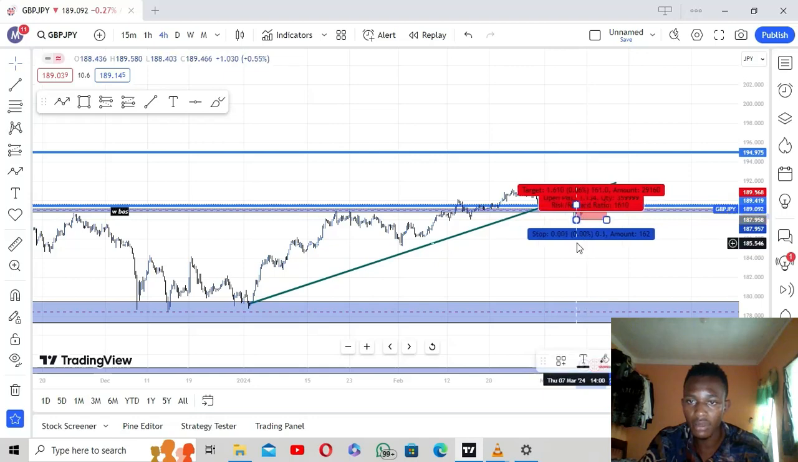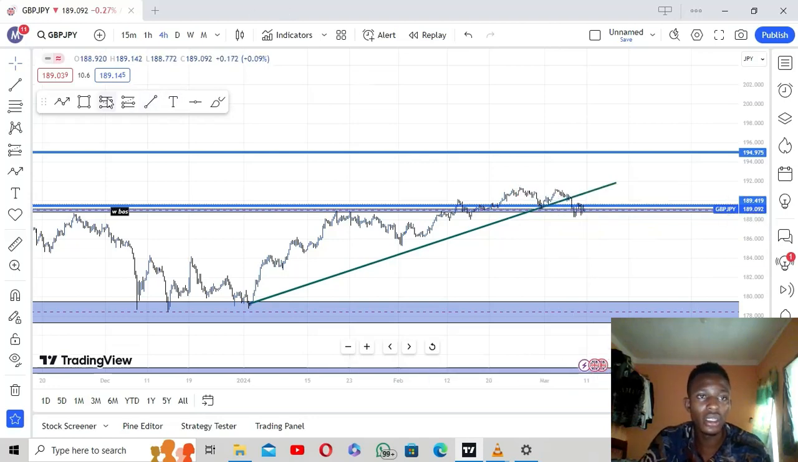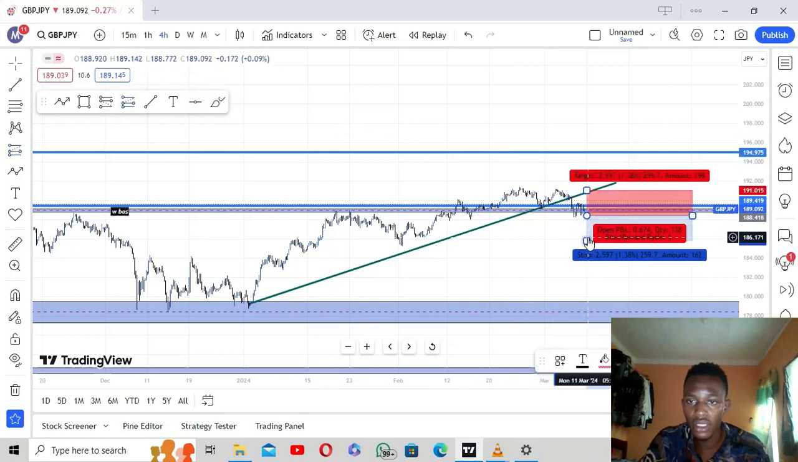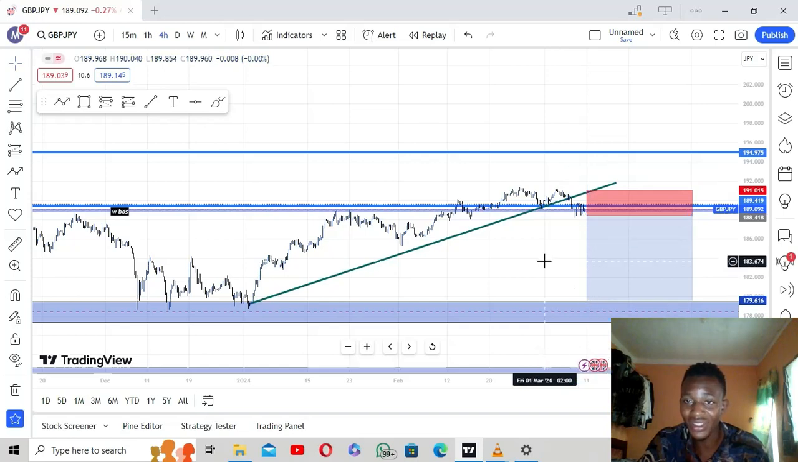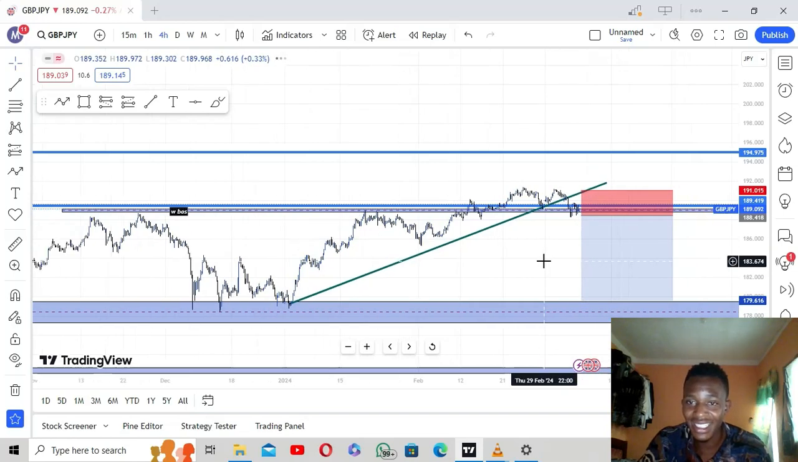Oh, damn. Let me just redo this. So this will be my entry here. My stop loss up there, and my take profits here. Guys, a 1:6. This is good.